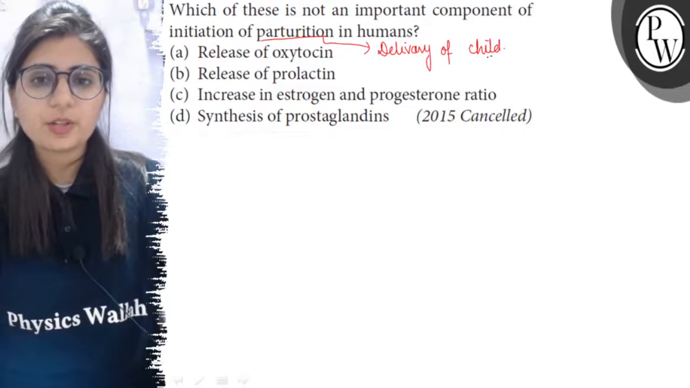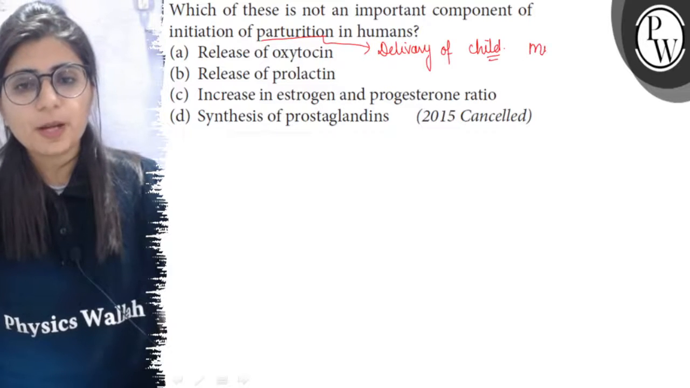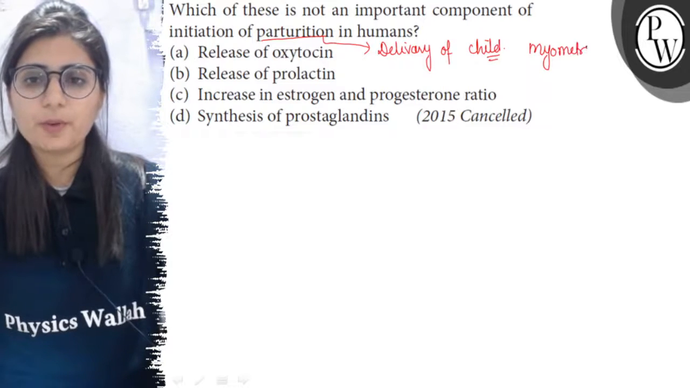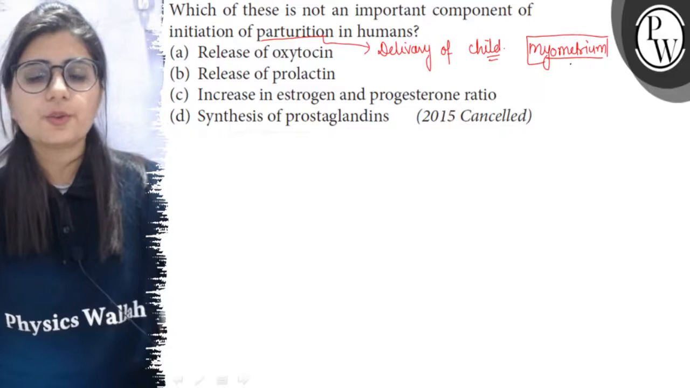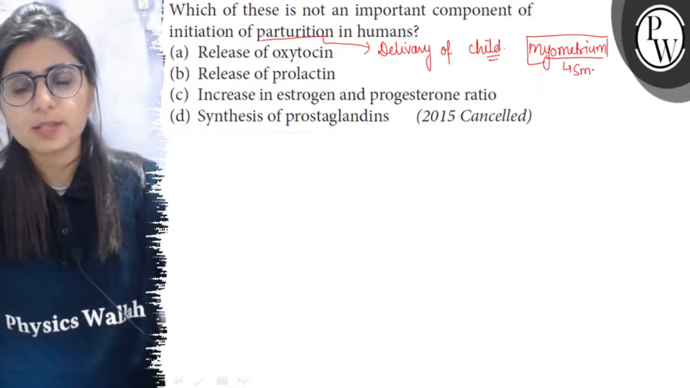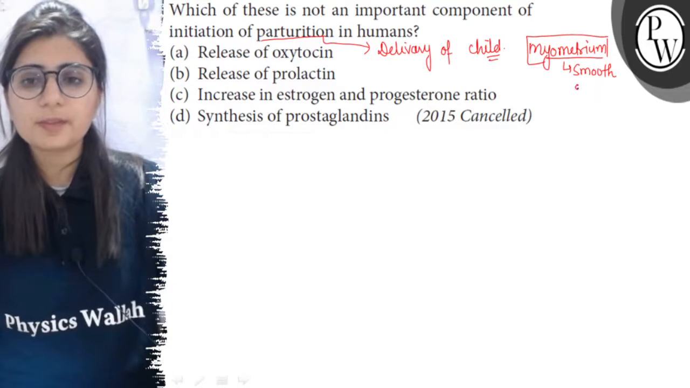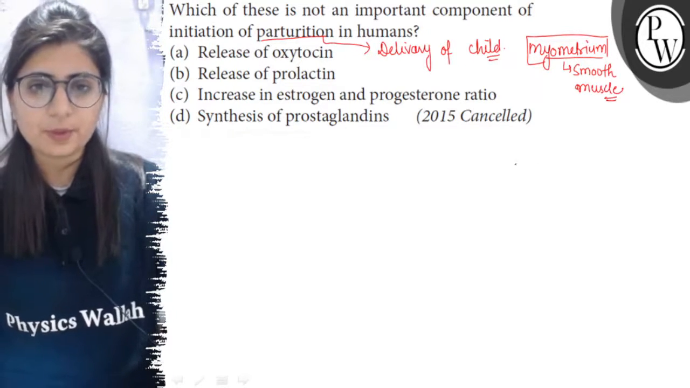So during parturition, it requires the contraction of myometrium. There is vigorous contraction of myometrium, which is the middle layer of the uterus, and it is formed of smooth muscles. The contraction of smooth muscles of the uterus expels the child out from the female's body.